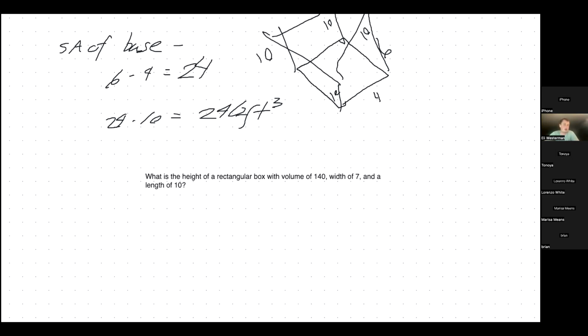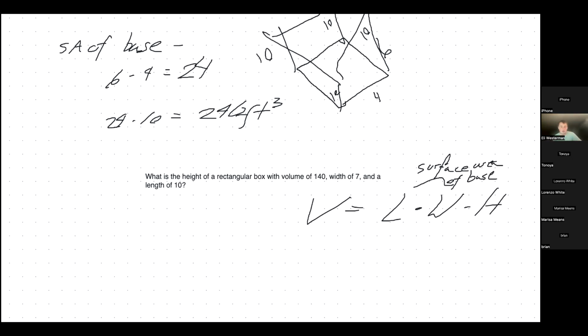Well, we know that volume is equal to length times width times height. And we get that because length times width is the surface area of the base. So we know the volume is 140. We know the length is 10. We know the width is 7. Then we have to multiply it by the height. So we can do some algebra.